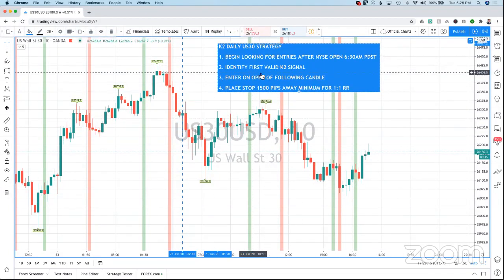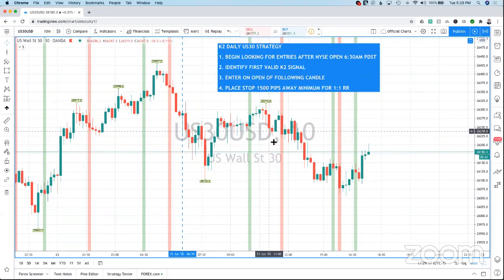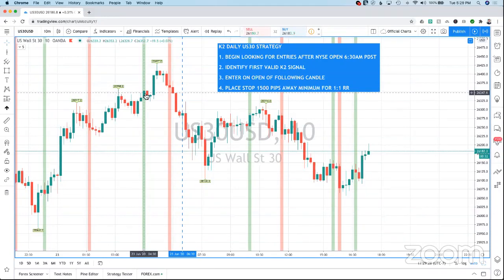Next, we're going to identify the first valid K² signal. So a valid K² signal would be something like this right here. This would be valid because it's a sell signal and it's with a bearish candle. Again, right here, this would be a valid buy signal because it's a buy signal with a green bullish candle.